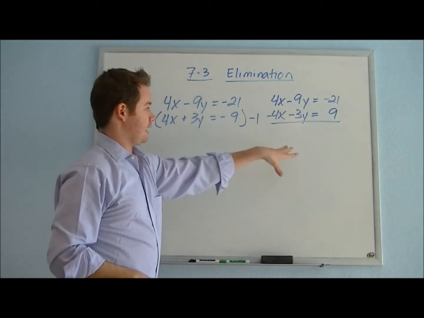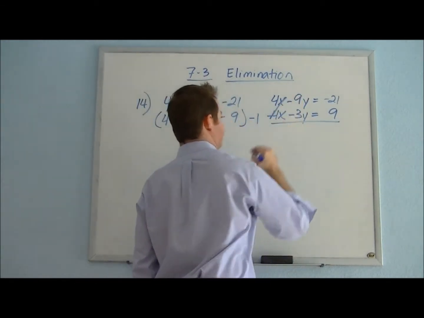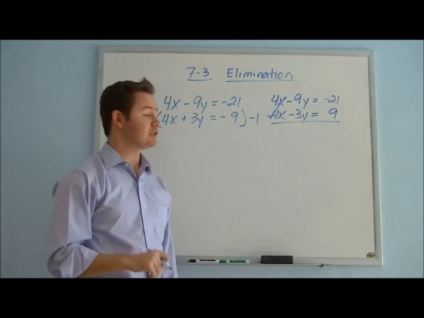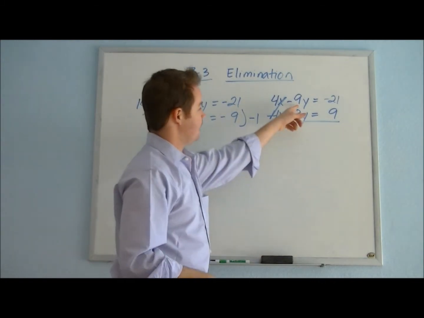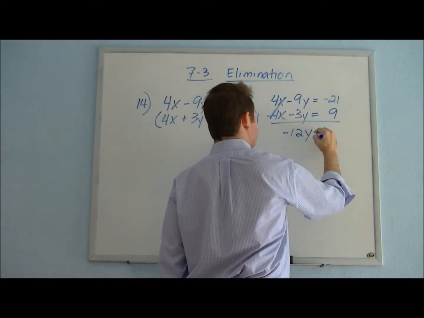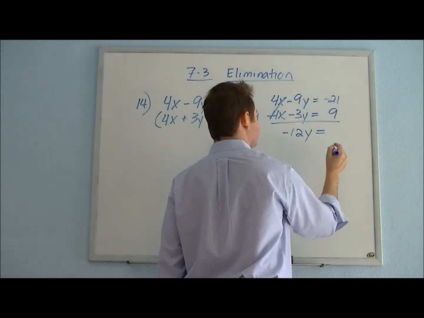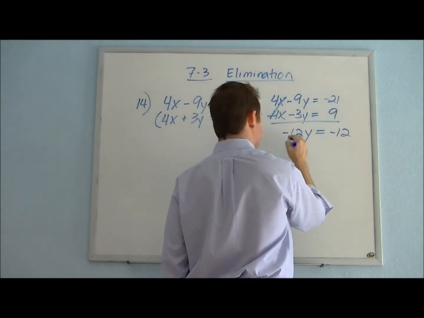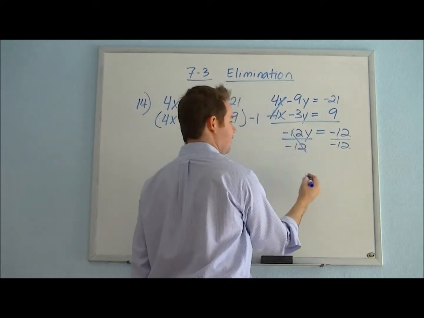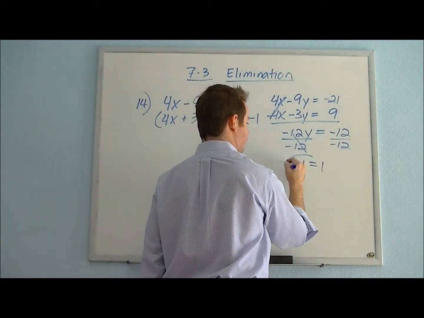Now when we go to add these equations together, our x variables will cancel out, and this will allow us to solve for y. So we have negative 9 and negative 3, which would give us a negative 12y equals negative 21 plus 9 would be negative 12. Divide by negative 12 on both sides to isolate y, and we're left with y equals 1.